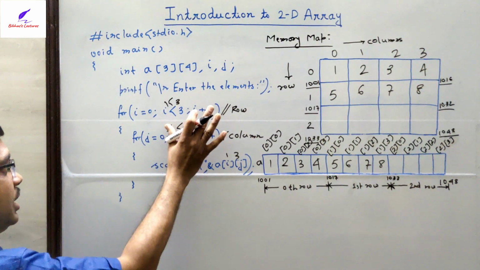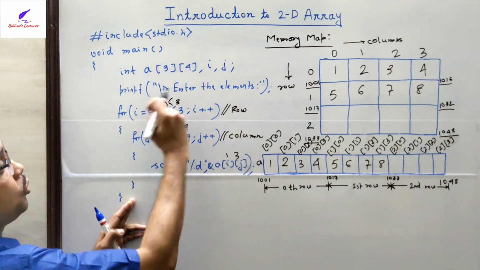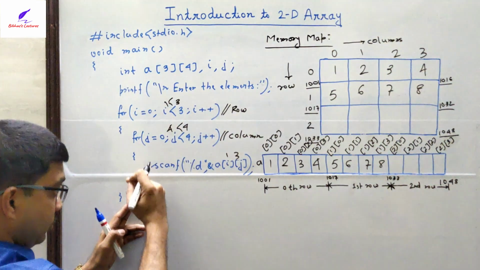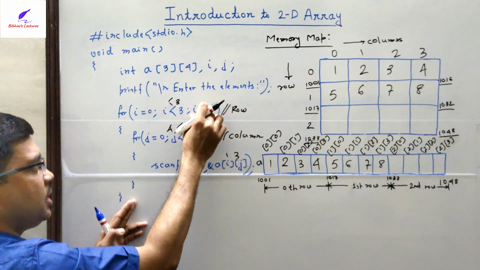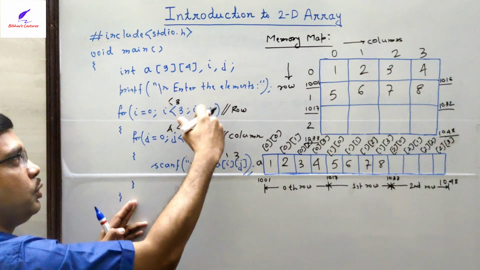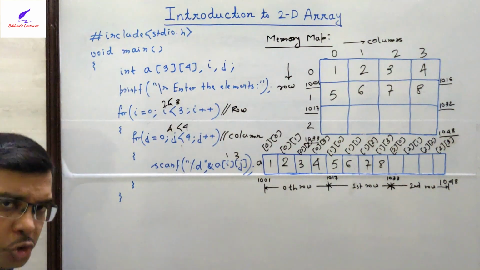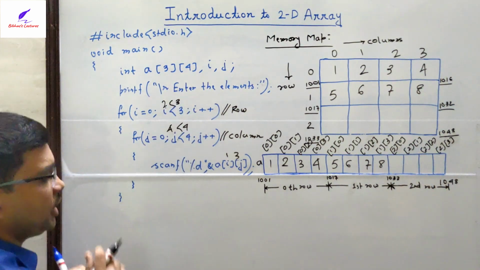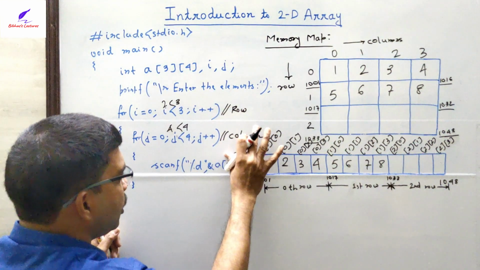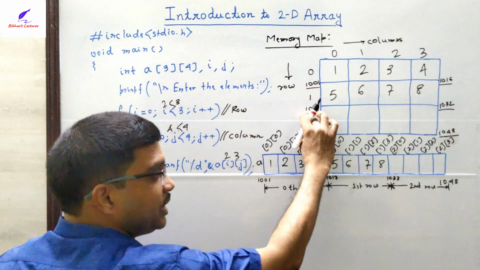So what will happen, the control will be out of this inner loop, and it will go to the outer loop. Now in the outer loop, the previous value of i, that is 1, will be incremented by 1, so the new value of i will be 2. Now check the condition, 2 less than 4, the condition is still true, so now the value of i will be 2, that means we are going to scan the values for row index 2.